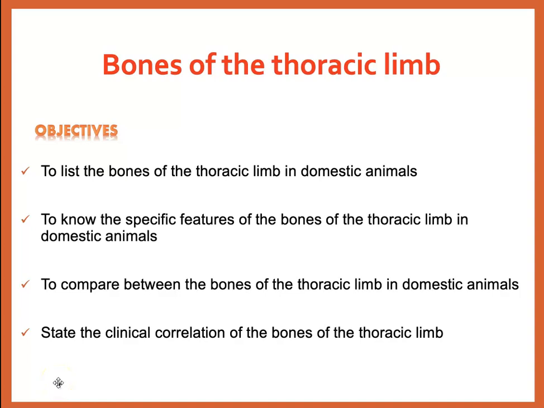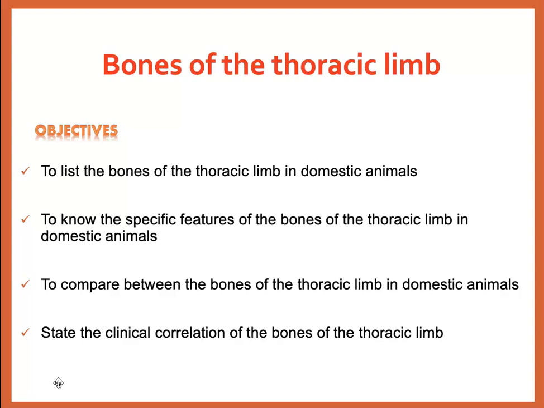Hi everybody. Today, inshallah, our lecture is about the bones of the thoracic limb in domestic animals. As you know from the introduction, the endoskeleton consists of two parts: the axial skeleton, which includes the skull, sternum, vertebral column, and the appendicular skeleton, which consists of the forelimb and hind limb.